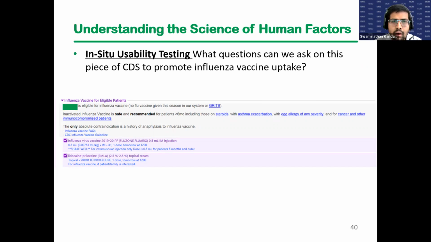And this is an example of a CDS to promote influenza vaccine uptake, where we had a pre-checked order in admission orders for providers, so that if somebody is eligible for vaccine, then an order group is automatically added to the admission order set for those eligible patients, and then they can probably administer it later after getting consent from the families. So what questions do you think we can ask on this piece of decision support?